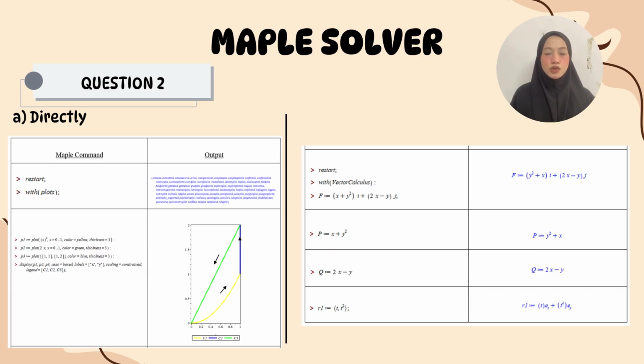This slide shows the Maple solver verification for question 2. The commands and output from Maple confirm the result we obtained earlier by hand. Therefore, the manual calculation and the Maple calculation are consistent.